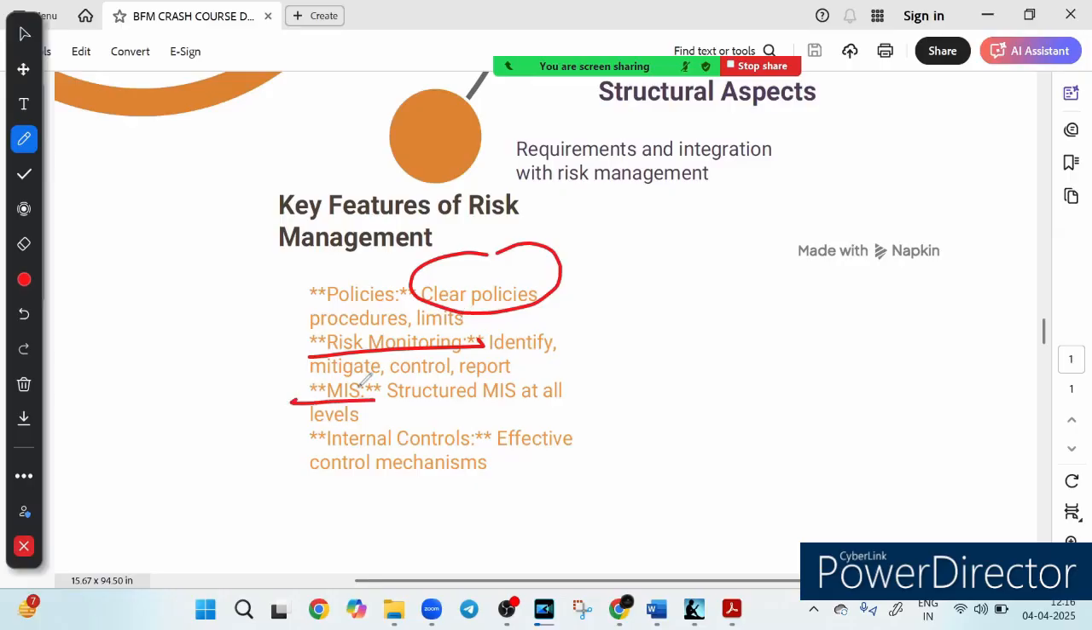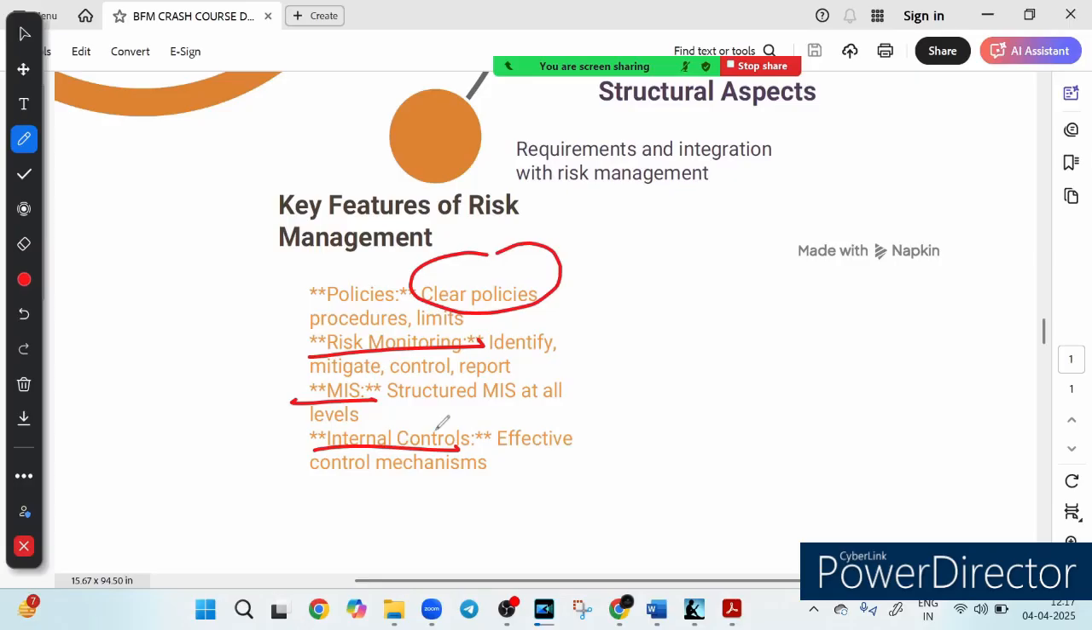Robust MIS, robust management information system. So a well-structured MIS for real-time tracking. And finally we have a strong internal control, which means effective mechanism to prevent and what? To prevent and detect financial risk before they escalate.